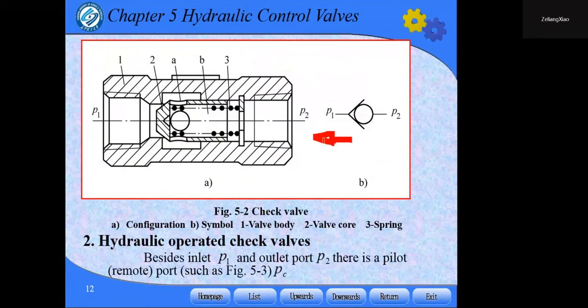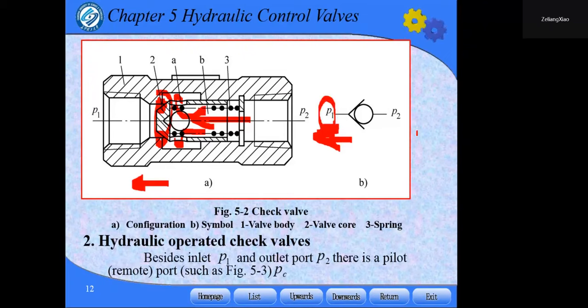And when the fresh oil goes in this direction, since there exists the spring force, there is a low gap between them. The pressure oil exerts the pressure force on this surface, so it can push this surface open. The oil goes through here, but it can't go through in this direction because there is a low gap. So it's a check valve.